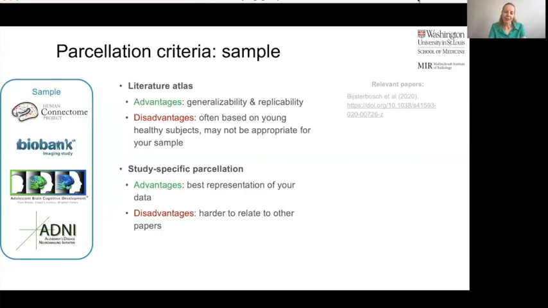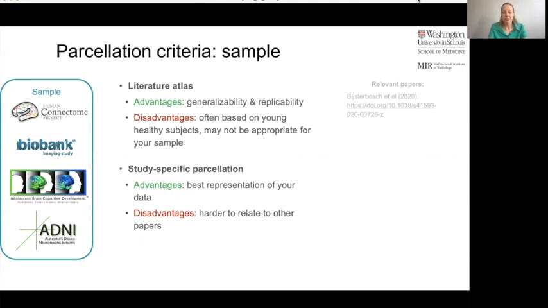The next consideration that we're going to talk about are the characteristics of the sample of your study. There are a lot of atlases or parcellations available out there in the literature that you could just pick up and use. And actually, towards the end of my talk, there's a slide that lists a few of them that you can look at. There is an advantage of using these high quality available atlases in terms of having really good generalizability to other studies that have been performed, and really good replicability if you do a similar study in, for example, a different cohort or different patients.